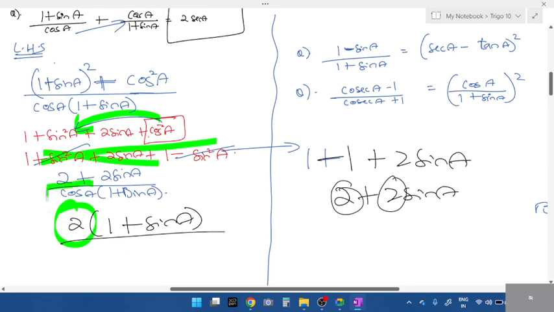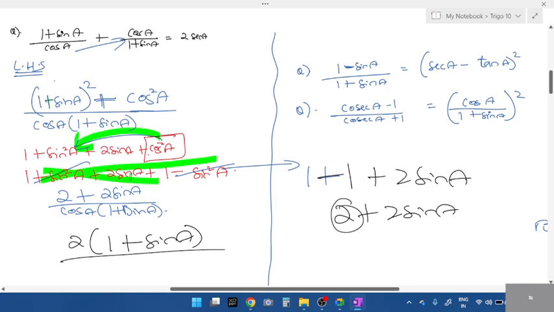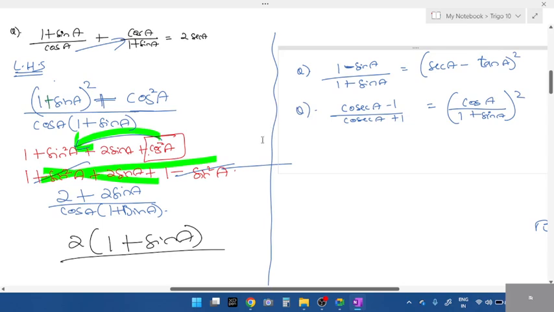And do you see the denominator as cos? So only this 1 plus sin A gets cancelled, and we get the answer, right? The only method is to take out commons.